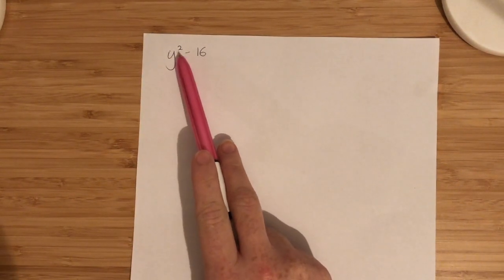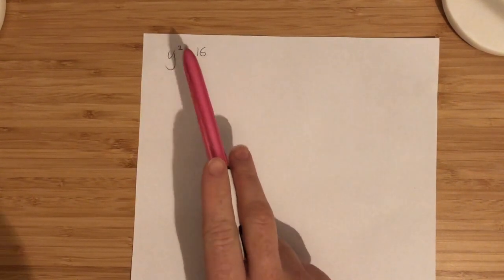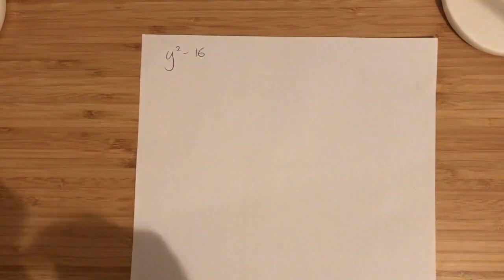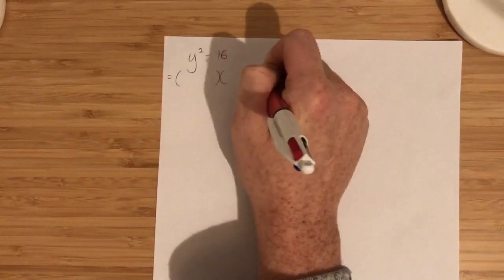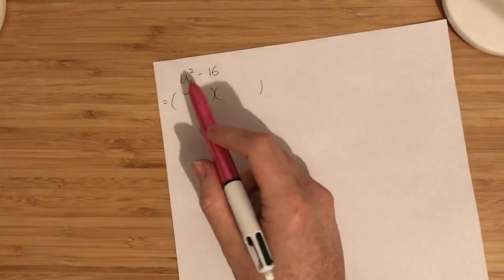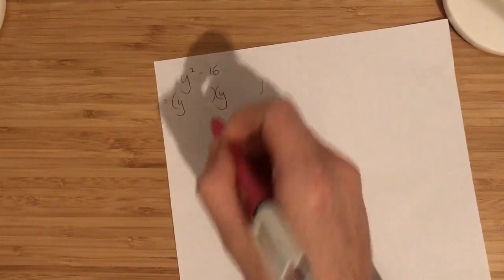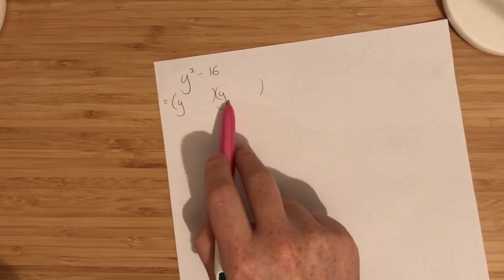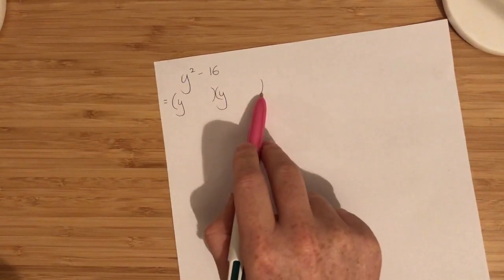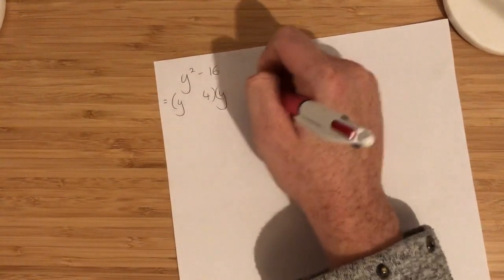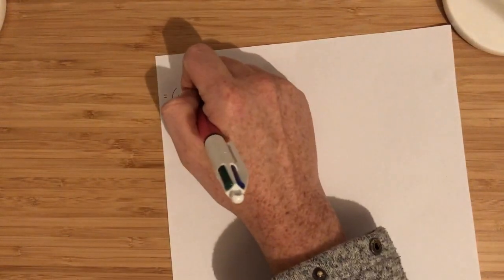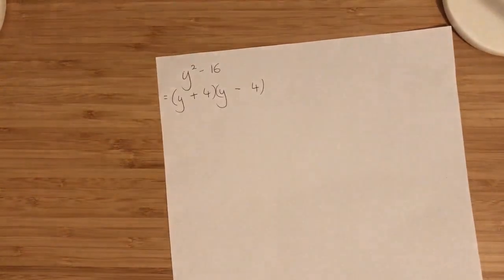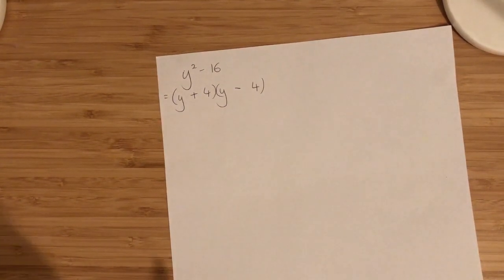So we've got a y squared, so that is a square term. The y has been squared. And 16 we know is a square number because we know the square root of 16. So what you do there is you do double brackets and the square root of y you put in the first term, and the square root of 16 you put as the second term in each bracket. Square root of 16 is 4. So you have y and 4 in each bracket. Now the thing that makes the brackets different is you put a plus in one and a minus in the other. And that's you factorised the difference of two squares.